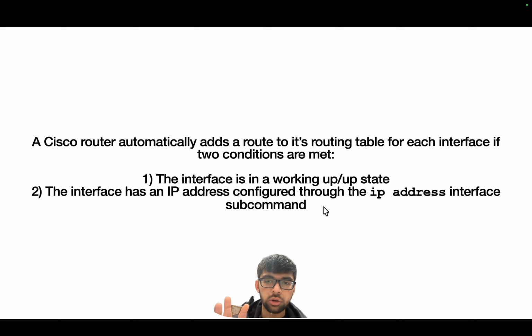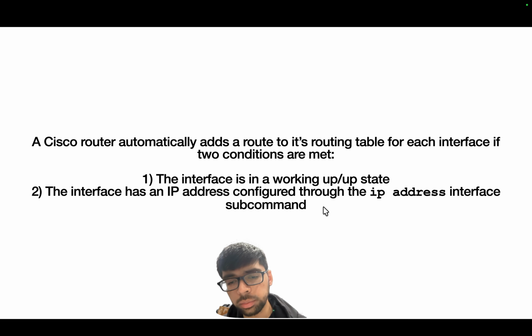A Cisco router will automatically add a route to its routing table for each interface if these two conditions are met. The interface needs to be in an up state, and the interface has an IP address configured through the ip address interface subcommand. So the interface needs to be in a working up state, and the IP address needs to be configured through the ip address interface subcommand. Two conditions, very important conditions. If the interface is not up, that route's not going to go in the routing table. If you haven't configured a correct, valid IP address, then also the route won't be added to the routing table. So these are very important things for us to know when it comes to troubleshooting.